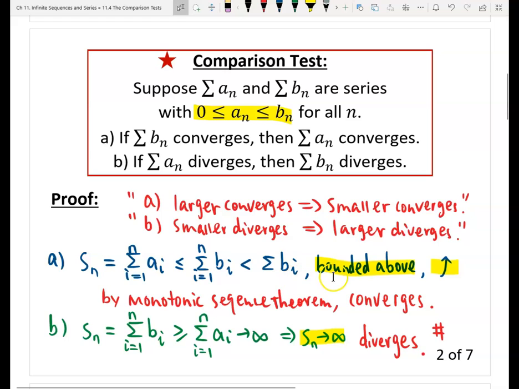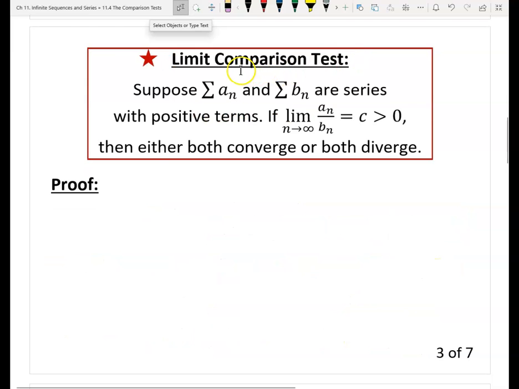Okay. And now let me introduce another version, the second type of comparison test. Here is the second type. We call it the limit comparison test. And this version is more popular than the direct comparison test. Let's see. Suppose we have two positive series, a and b. This time we do not need to compare directly. What we need to do, let me highlight this condition.